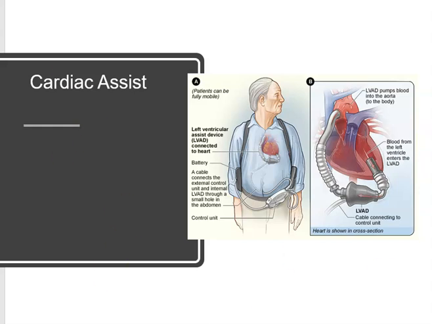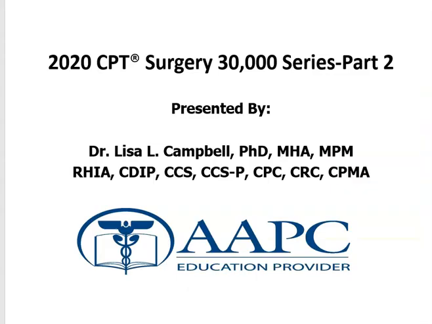All right, as I mentioned at the beginning, I knew that I would not be able to get through all of the cardiovascular system, so I'm going to stop here with the heart and pericardium. I'll come back and do another video where I'll walk through arteries and veins and the rest of the 30,000 series to wrap up the 30,000 series.